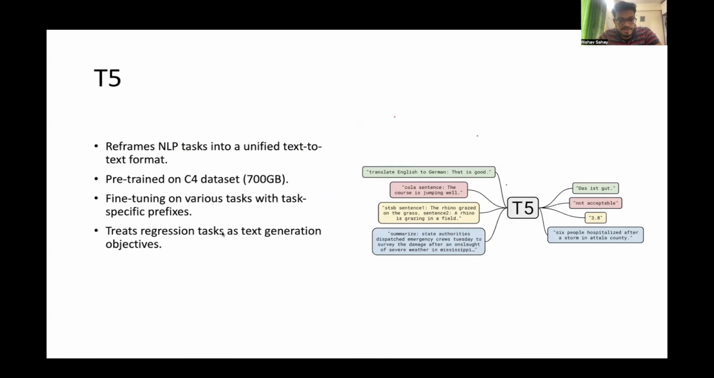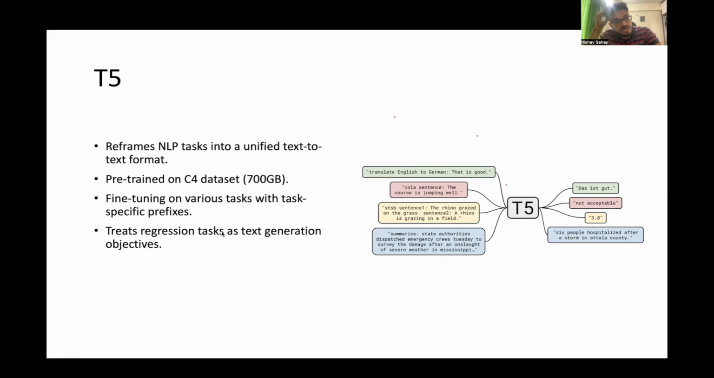Now let's look at T5, which stands for text-to-text transfer transformer. Unlike the other models that we have seen, it uses an encoder-decoder architecture, which is the typical transformer architecture. This is from Google again. T5 reframes all NLP tasks into a unified text-to-text format, treating tasks like classification, named entity recognition, summarization, and question answering all as generative tasks.